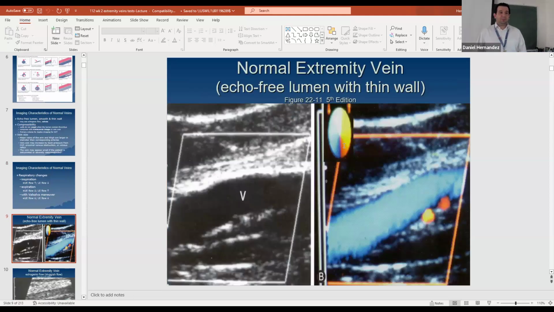So again, the veins should be nice and echo-free, with thin walls. When we put our color flow on, the vessel should fill completely with color.